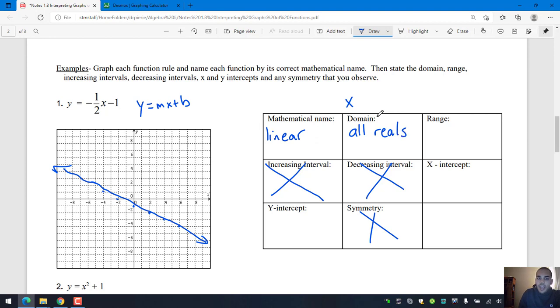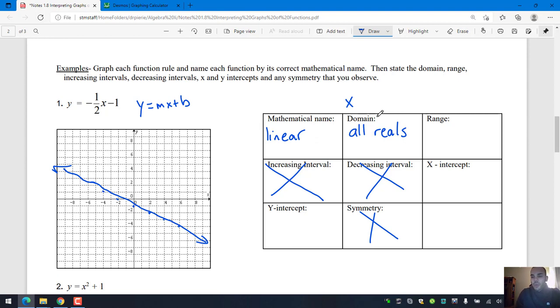Okay, all that means is I can plug in any number I want into this equation for x. There are no restrictions. There's nothing that's illegal to plug in. I can plug in negative a million, I could plug in positive a million, I could plug in 0. I could plug in any number I want into this equation. So my domain is all reals.